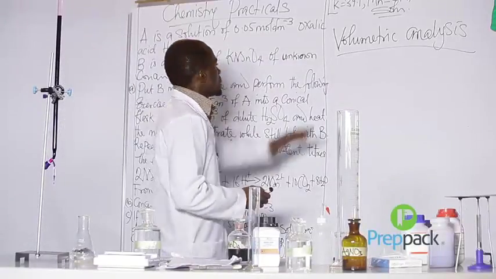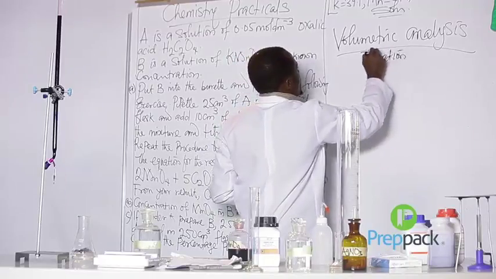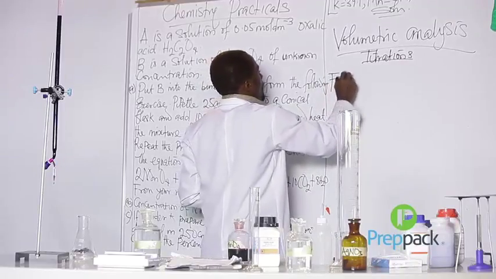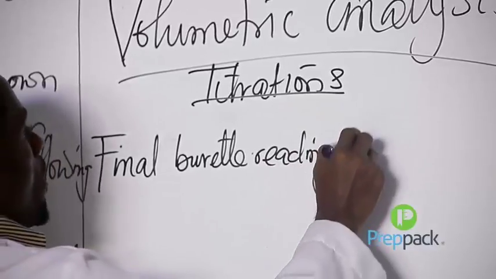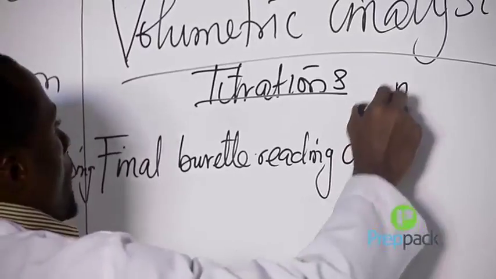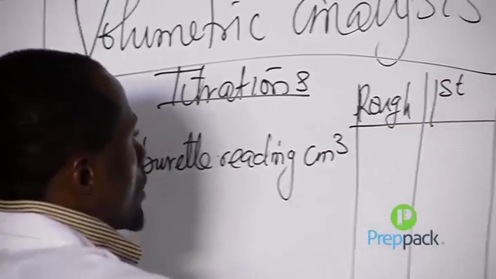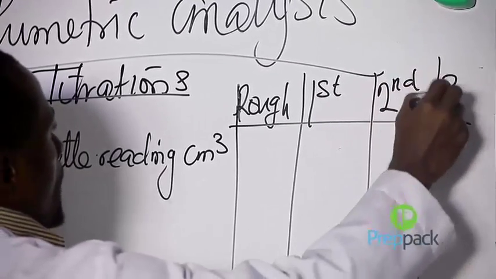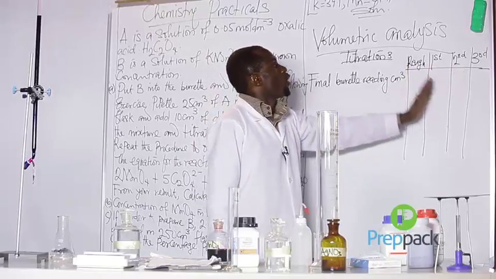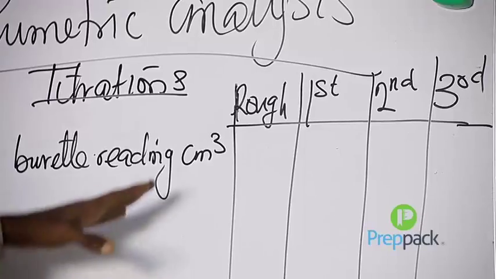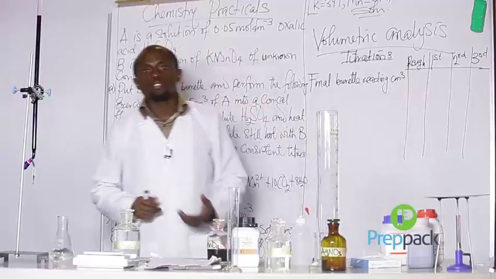So how do I go about this? The table is as follows. Titration. You have your final burette reading in cm cube. Then you have the first one, or your rough, the first, the second, and then after titration. It depends on the number of titrations you want to do. You can as well conduct just the rough and two titrations, or the rough and three titrations. The rough is just to make the students stable, a kind of remove tension from the students.